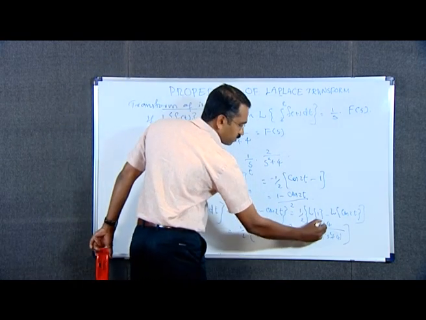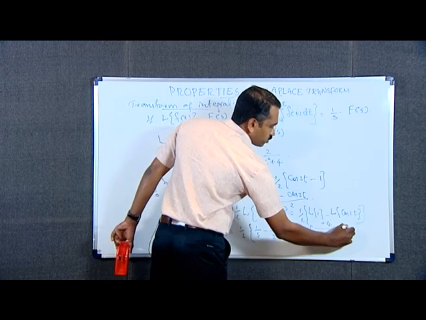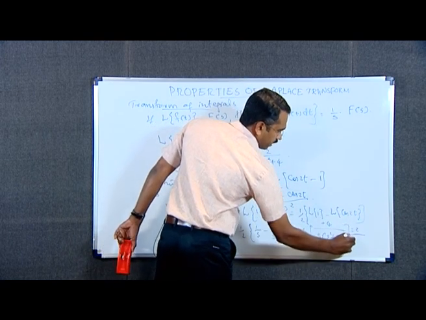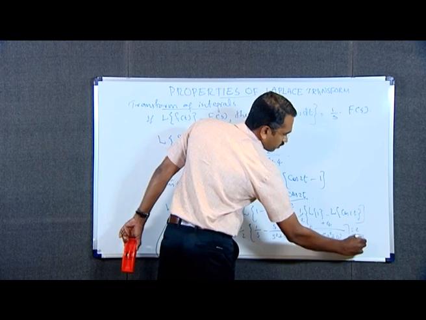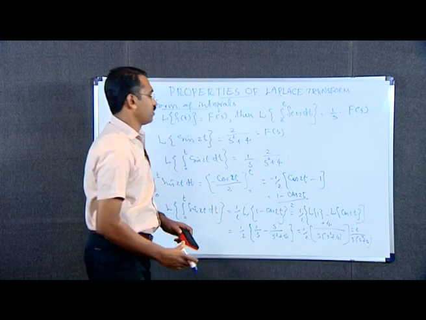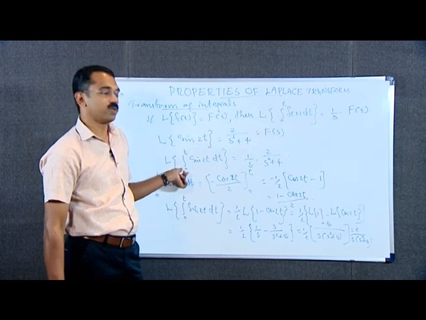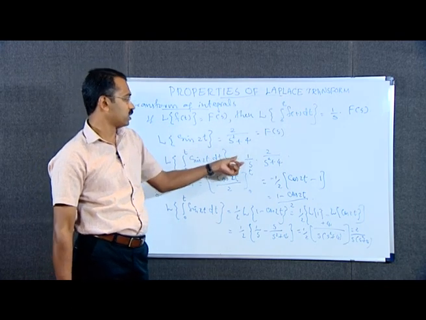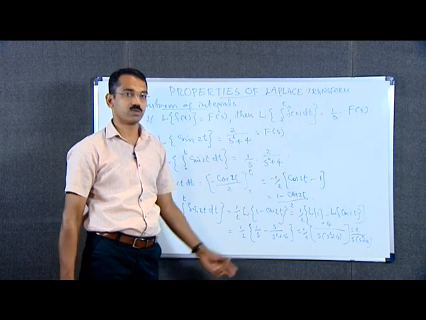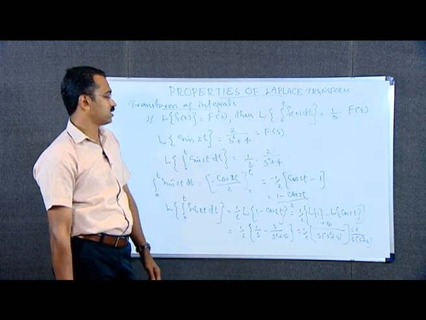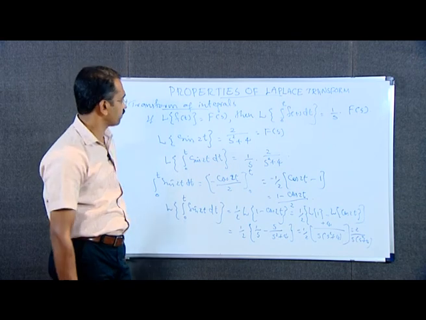Sorry, plus 4. 4 by 2 is 2, that is 2 by s into s square plus 4. Here we obtained by this property the Laplace transform of integral from 0 to t of sin 2t dt as 2 by s into s square plus 4. Therefore, we just verified this property.